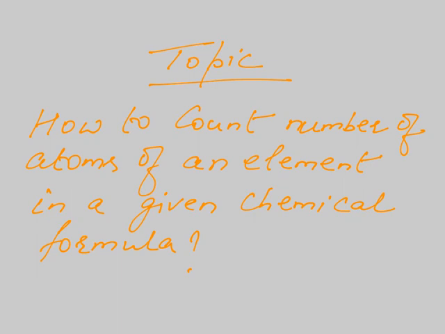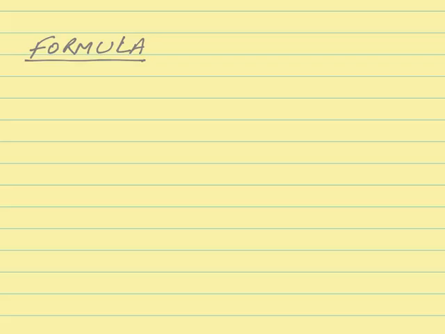Namaskar. Today we will learn how to count the number of atoms of an element in a given chemical formula. Let us assume that we have been provided with the formula HCl. Now we want to know how many atoms of hydrogen and chlorine are present in this formula.